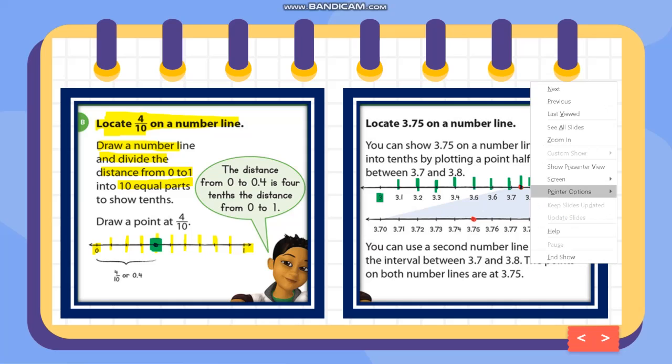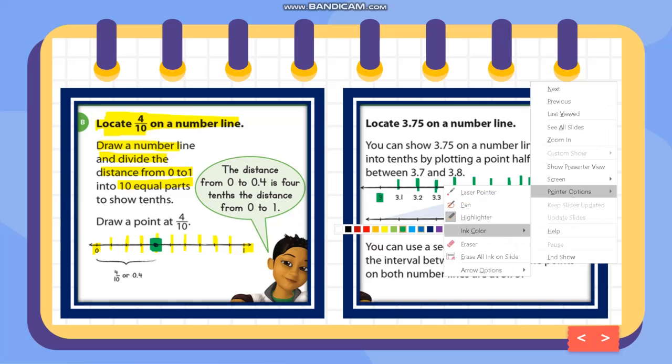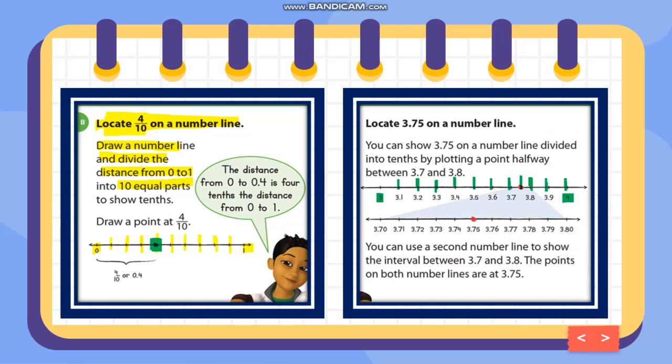Okay, so what are we going to do now? We're going to put the decimals. This is 3.1, which means 3 and 1/10, 3 and 2/10, 3 and 3/10, 3 and 4/10, 3 and 5/10, 3 and 6/10, 3 and 7/10, 3 and 8/10, and 3 and 9/10. You're going to plot 3 and 7/5.